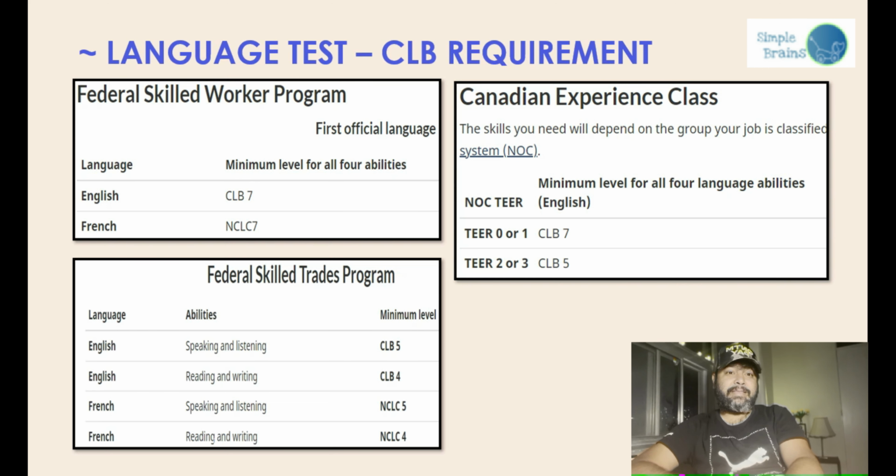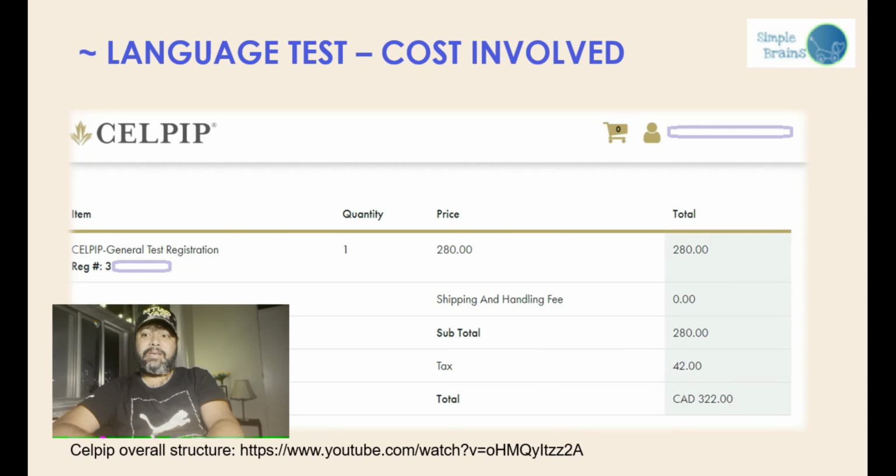Now comes the cost. So this test incurs a huge cost. It is 322 CAD for CELPIP, and IELTS also has a huge cost.